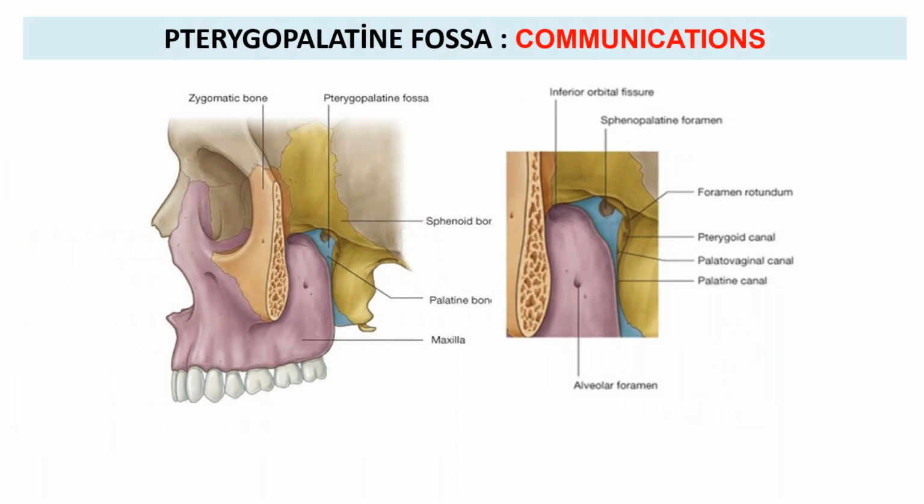So we are done with the boundaries of the pterygopalatine fossa. By now you are able to locate the pterygopalatine fossa on your own. Now, as I've told you, although it's a very small space, through its fissures and through its foramina, it is going to communicate with other adjoining areas of the skull. So let us see the communications now.